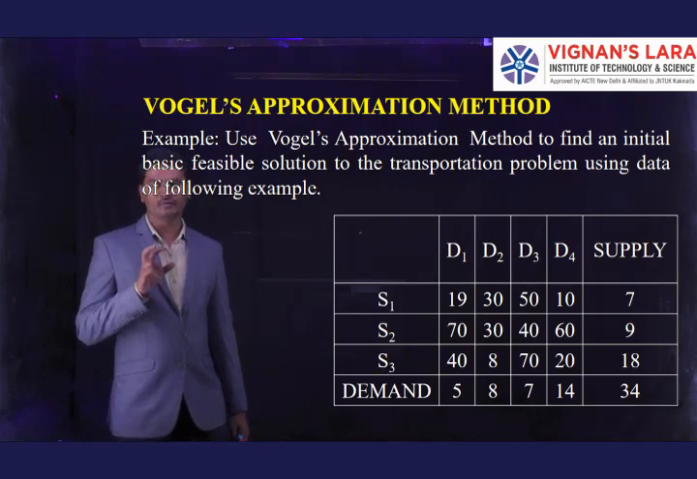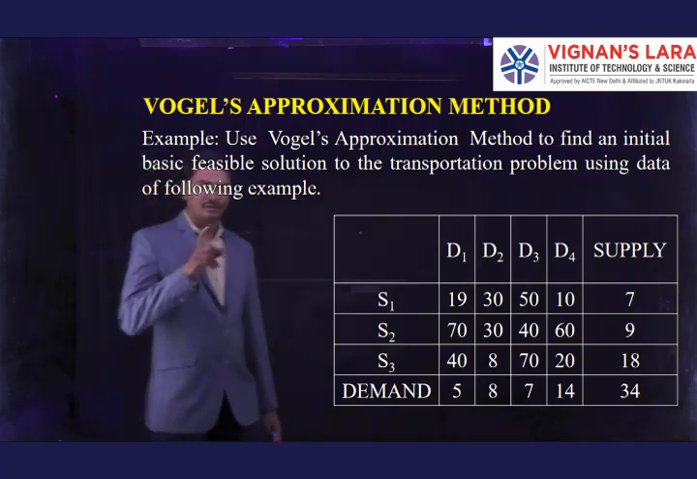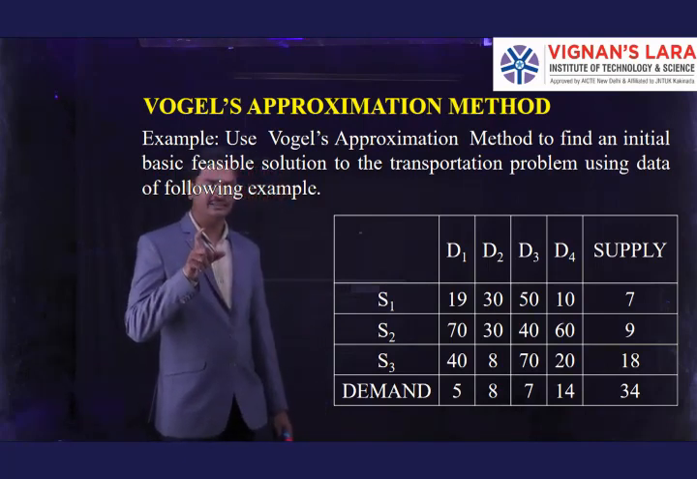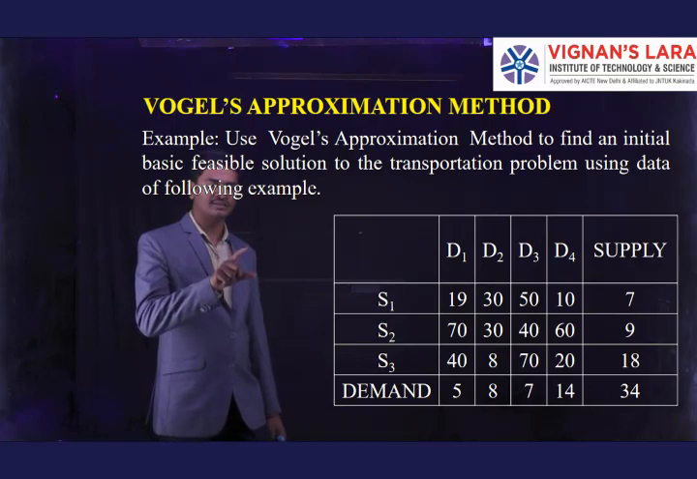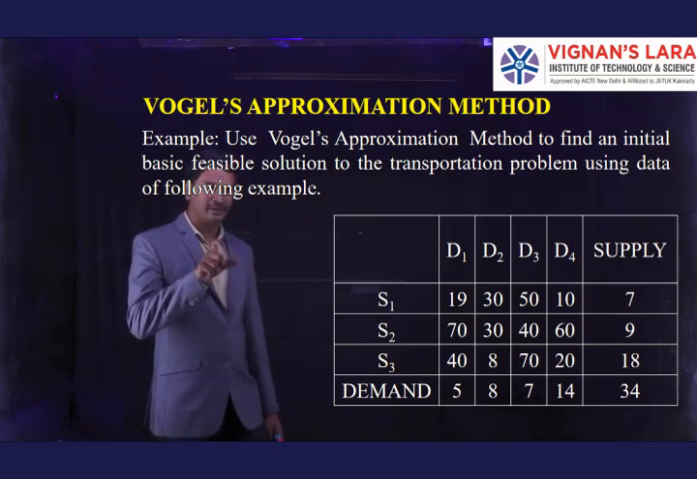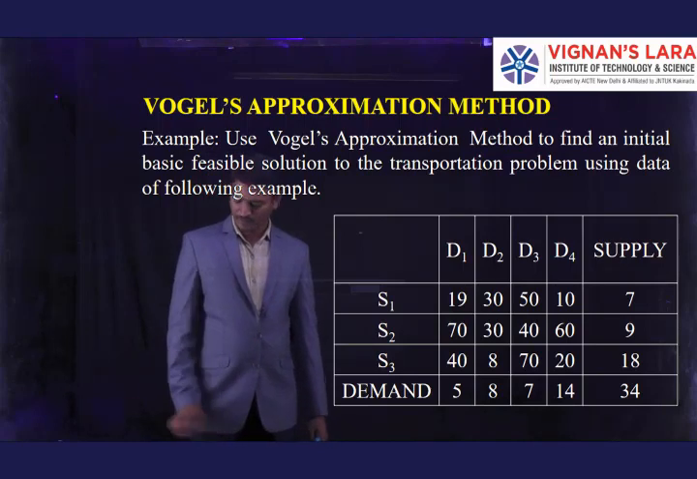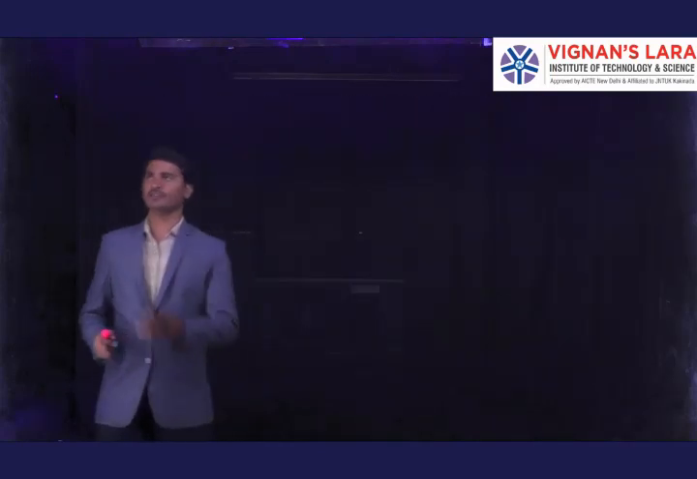Here they are given 4 demand stations and 3 supply stations. One is supply station 1, supply station 2, supply station 3. For each supply station they are given the unit cost as well as the demand and supply constraints. Next, coming to the solution.